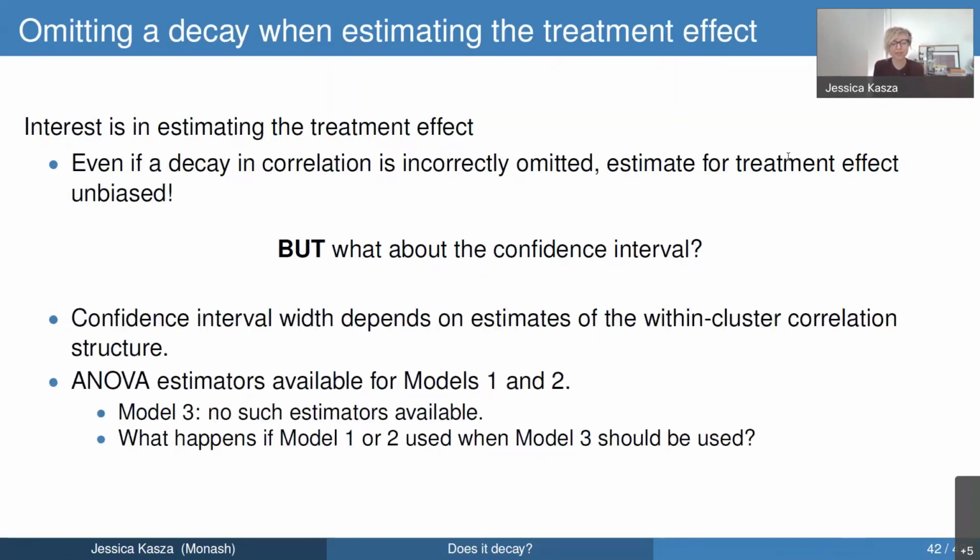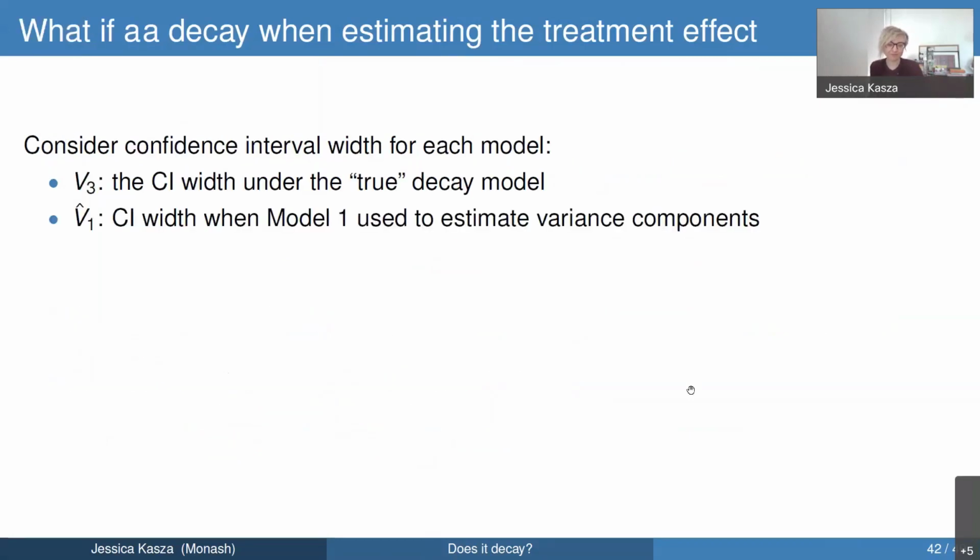What's that going to look like? Well, your confidence interval width depends on your estimates of the within cluster correlation structure. It depends on the within cluster correlation structure that you've supposed in the model you're fitting. So for models 1 and 2, these constant correlation and block exchangeable models, ANOVA estimators are available. But for model 3, we don't have any such nice, simple theoretical results that we have for models 1 and 2. So the question we ask here is, what happens if you use model 1 or 2, these simpler models without this decay, when you should in fact be using model 3?